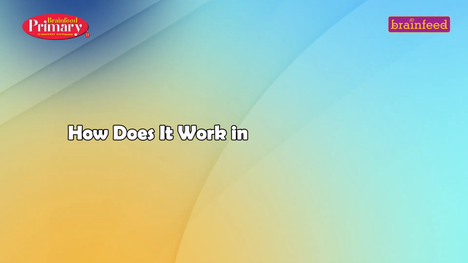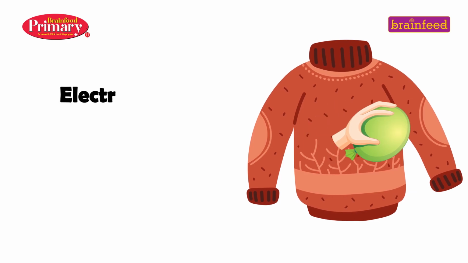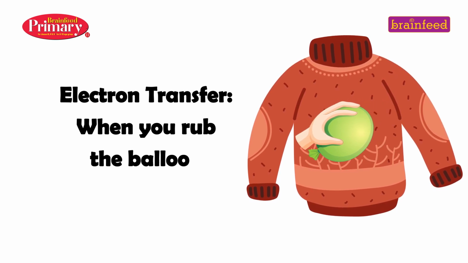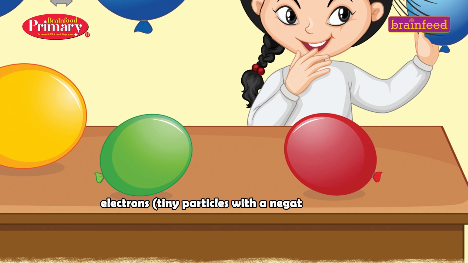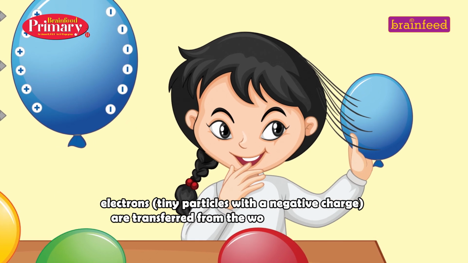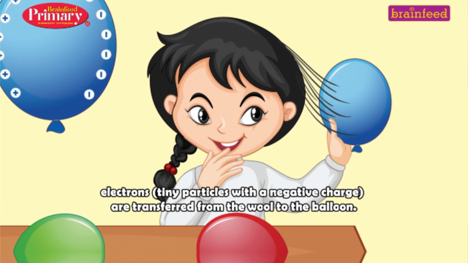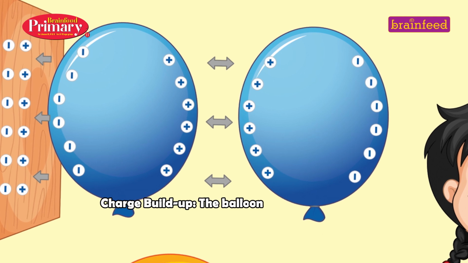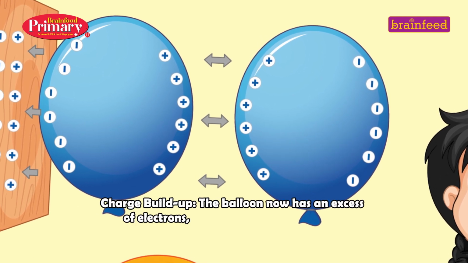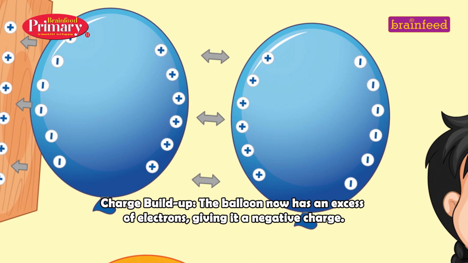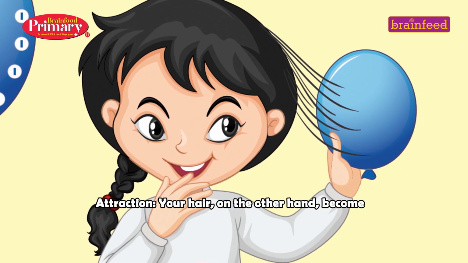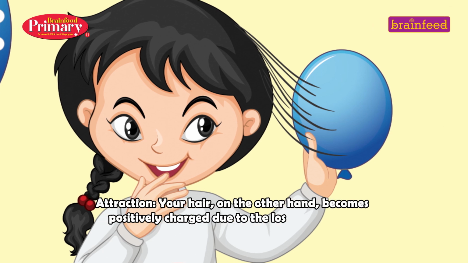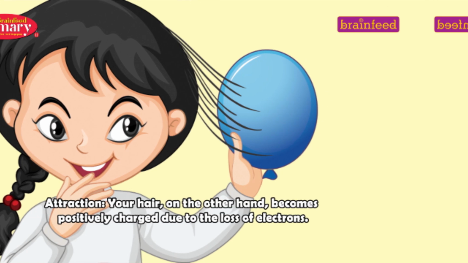How does it work in this experiment? Electron transfer: when you rub the balloon against the wool, electrons, tiny particles with a negative charge, are transferred from the wool to the balloon. Charge buildup: the balloon now has an excess of electrons, giving it a negative charge. Attraction: your hair, on the other hand, becomes positively charged due to the loss of electrons.